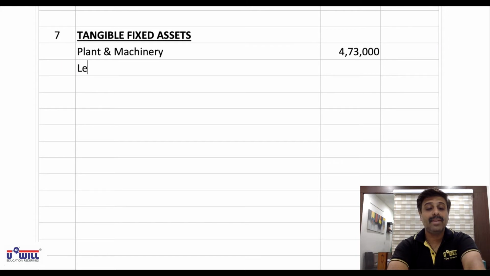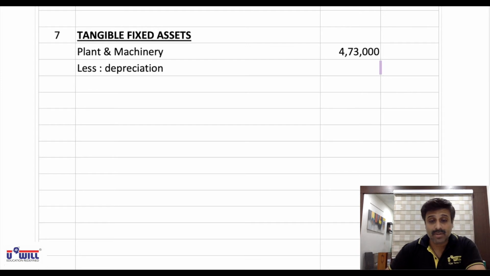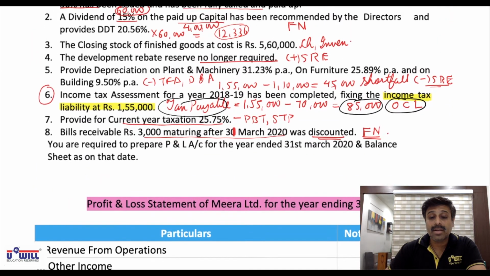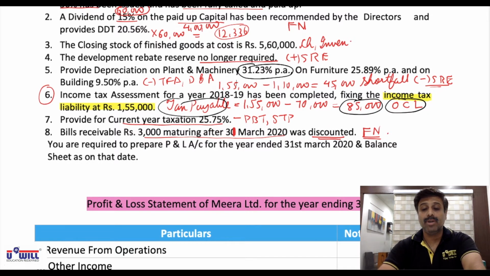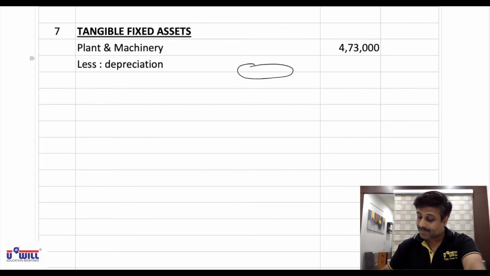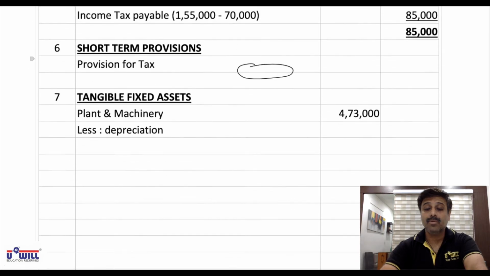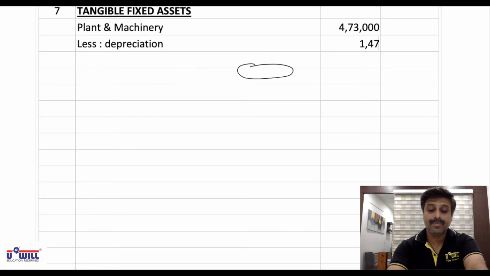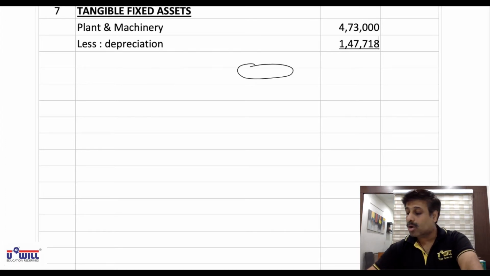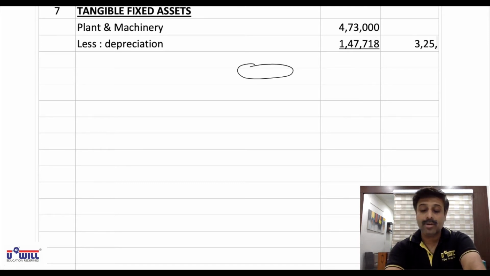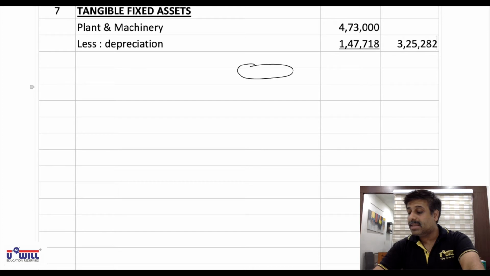From that we will subtract depreciation. Now what is the rate of depreciation on plant and machinery? 31.23% per annum. So all of you do 4,73,000 into 31.23%, 147,718. And outer column, if you subtract that, you get 325,282. Okay, 4,73,000 into 31.23%, 147,718, and remaining 325,282.